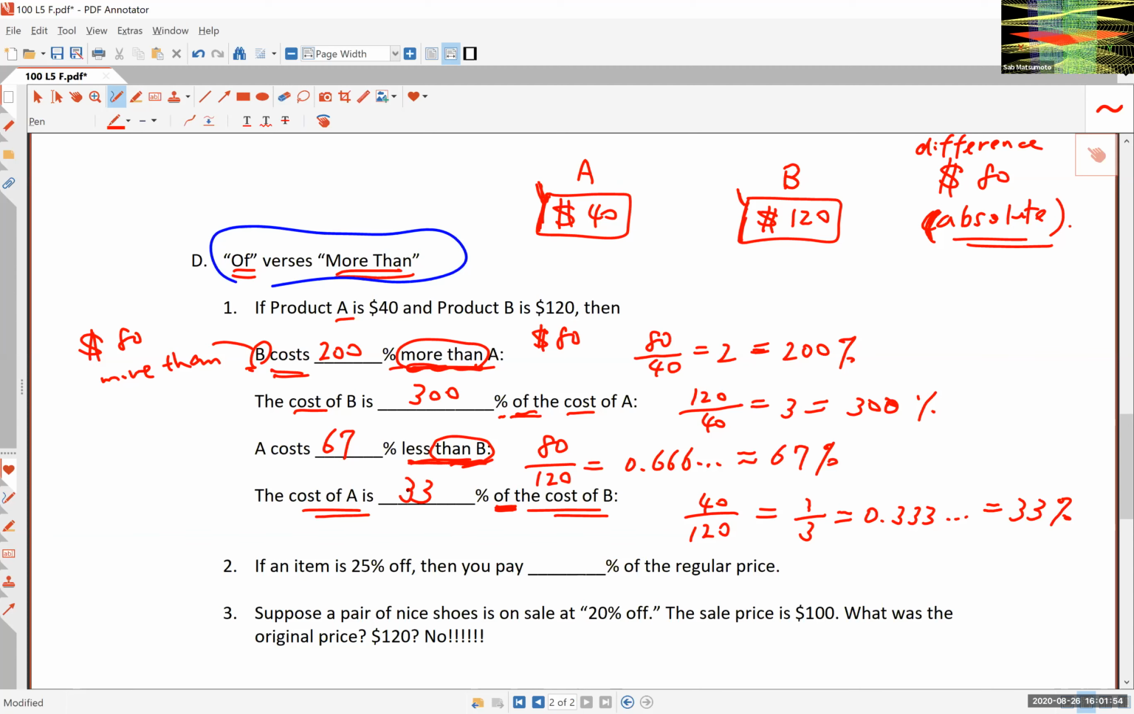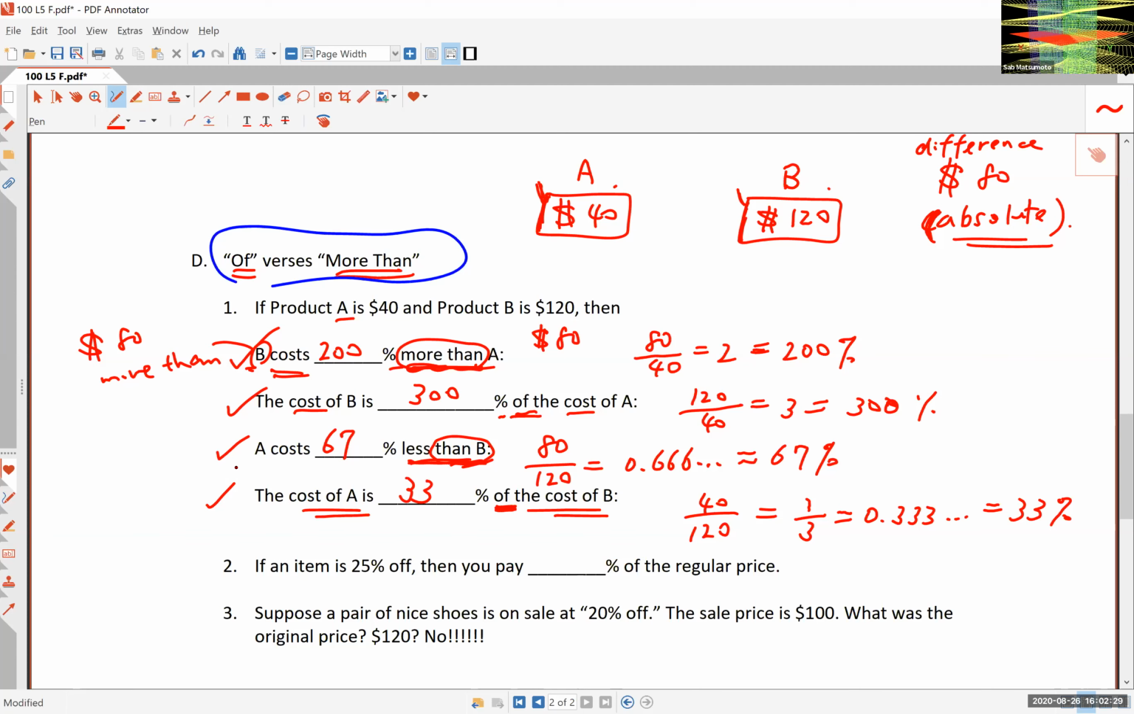Now, look, we have just said the same thing 4 times over, and every one of these 4 statements is correct. Remember, A is a $40 pair of shoes, B is a $120 pair of shoes. You can say B costs 200% more than A. That's correct. The price of B is 300% of the price of A. That's also correct. You can say A costs roughly 67% less than B. That's also correct. You can also say the cost of A is only 33% of the cost of B.